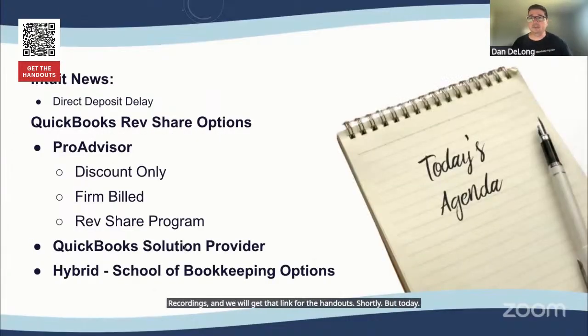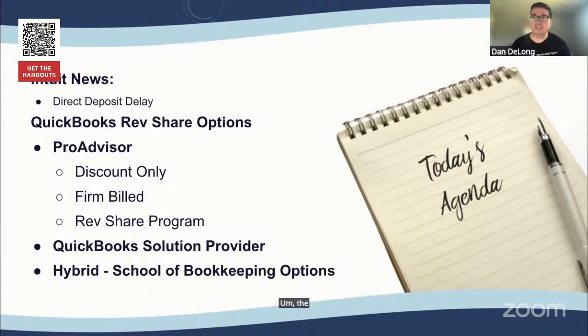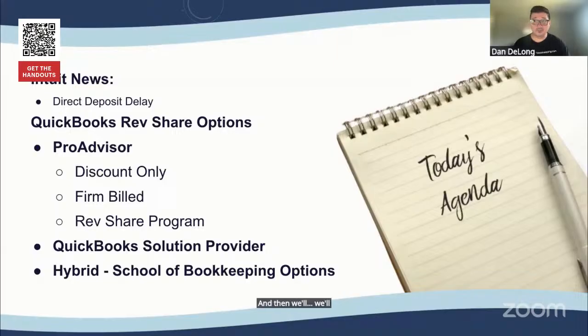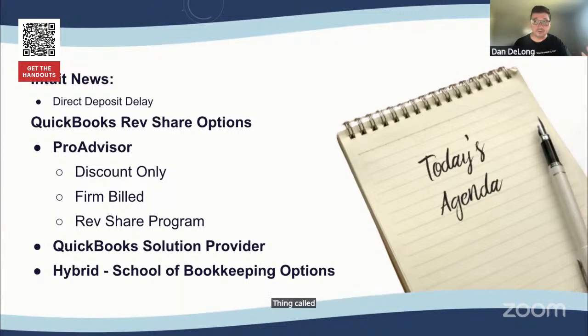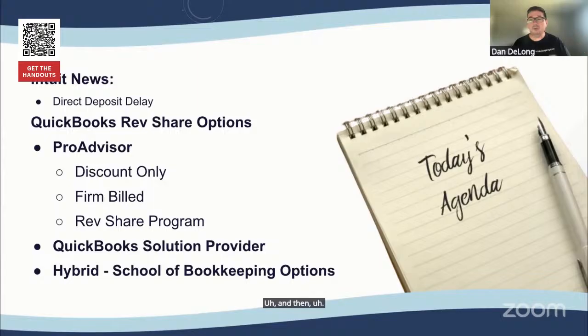But today we want to talk about a few things. This is our agenda today. The Intuit news that we typically lead off with. We'll talk about the direct deposit funding delay and what happened there. I am curious what Sharon, what your thoughts are about that when we go into that. And then we'll unpack all of the different QuickBooks revenue share options within the ProAdvisor program, outside the ProAdvisor program, because there's a thing called a QuickBooks solution provider that we want to make sure that people are aware of. And then over at School of Bookkeeping, we have a hybrid model for those that don't care for either.